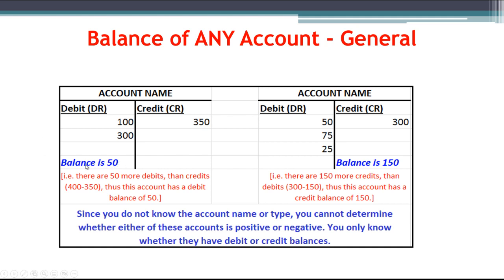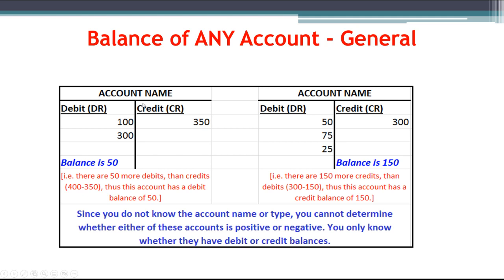We don't know if this is positive. We don't know if it's negative. We just know it's debit. Here on this other account, we have 300 credits, and it looks like 150 debits. So we have 150 more on the credit side, so this balance becomes a credit balance of $150. Again, we have no clue whether that's a good thing or a bad thing because we don't know what account type this is.